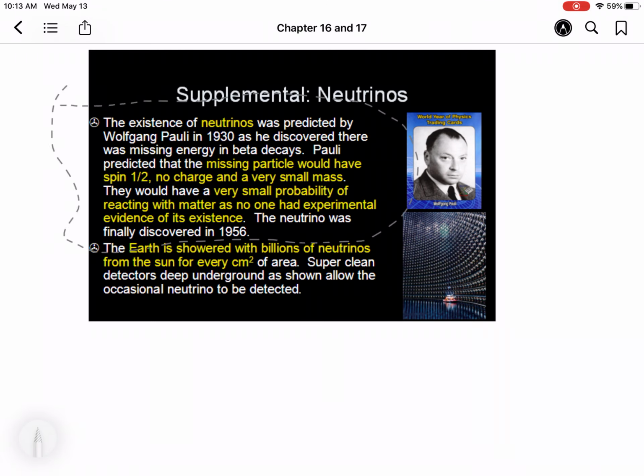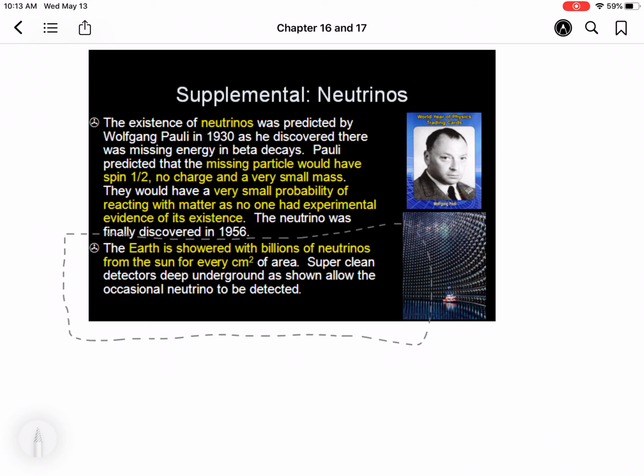There was really no discovery until 1956. And then we figured out, holy man, these are a big part of the universe. The Earth is showered with billions of neutrinos from the sun for every square centimeter of area. Super clean detectors deep underground, as shown, allow the occasional neutrino to be detected.